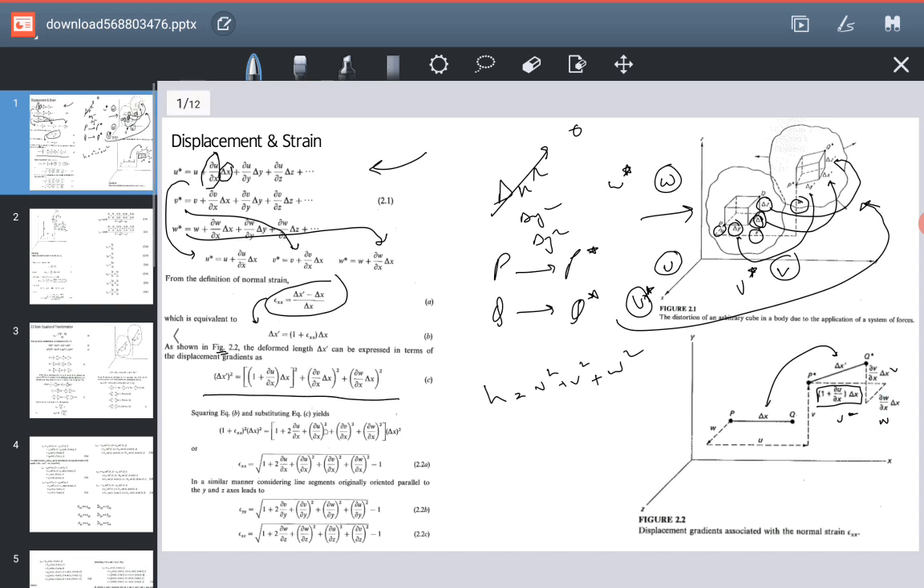Okay, now squaring equation b and substituting equation c, we get this. So we put this right here and we get this, and we expand it, taking delta x square common, and finally we get this equation. This is just simplification, there is nothing to understand. There's not so much of a technical thing here.